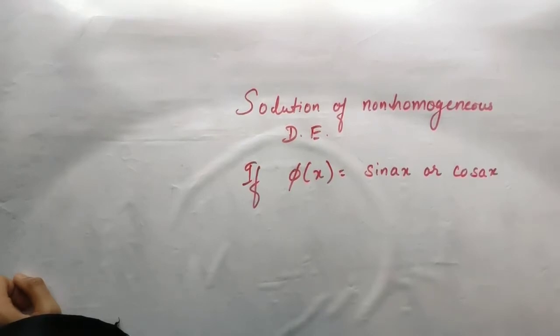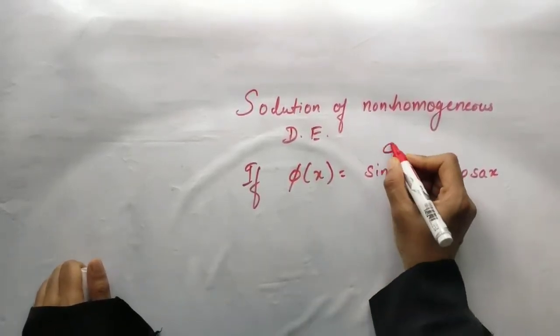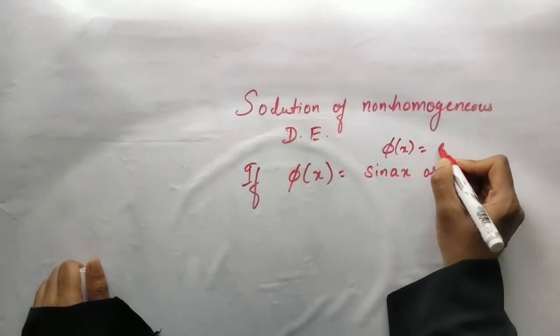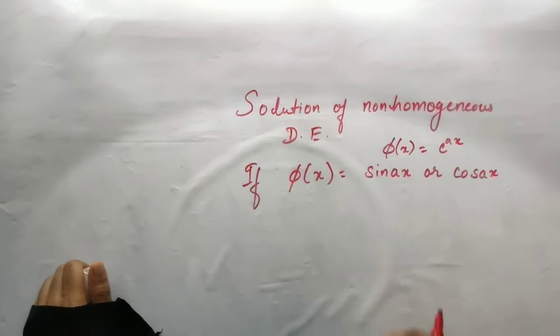The same you are going to do with a non-homogeneous differential equation, but when it comes to yp, you have to take care of the right hand side of the equation, that is phi of x. The first case we learned was when phi of x was e to the power ax. Now let us continue the discussion further.